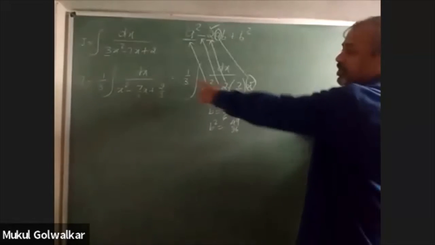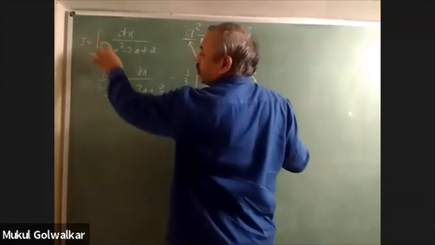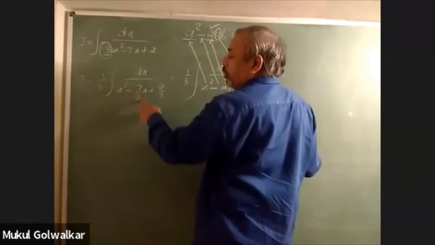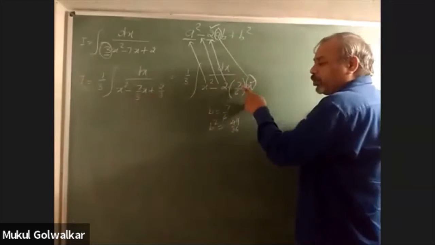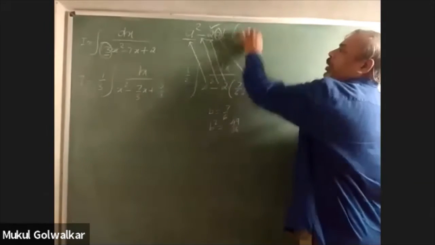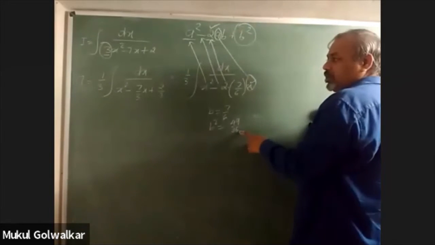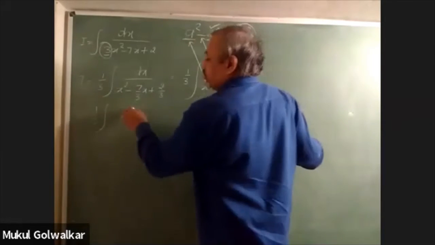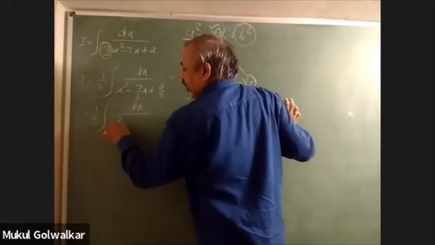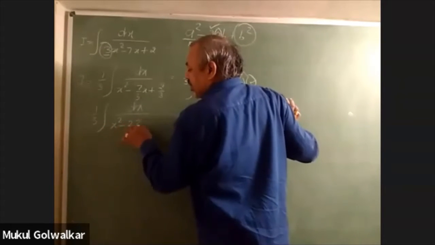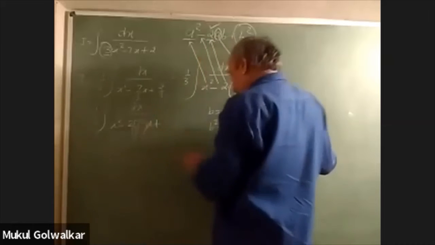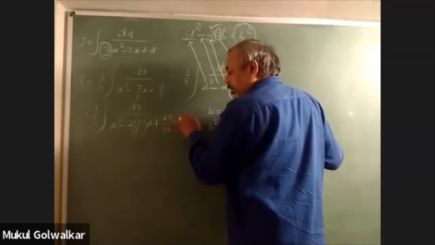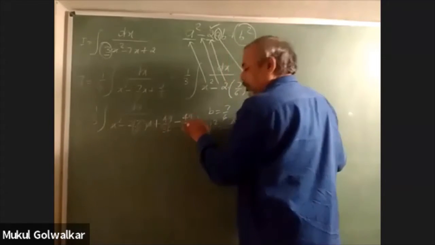So here you can see that first I made the quadratic coefficient of the x square term 1, and then multiplied and divided by 2. So directly I am getting the value of b equal to 7 by 6. I am supposed to add the b square term, that means 49 by 36. This term should have been there. Now what I am writing: 1 by 3 times dx upon x square minus 2 into 7 by 6 into x plus 49 by 36, minus 49 by 36, plus 2 by 3.